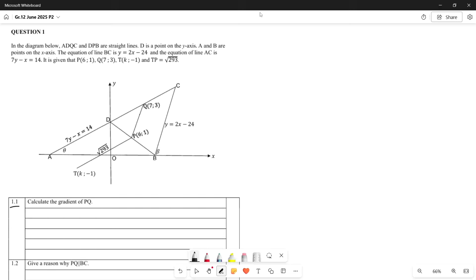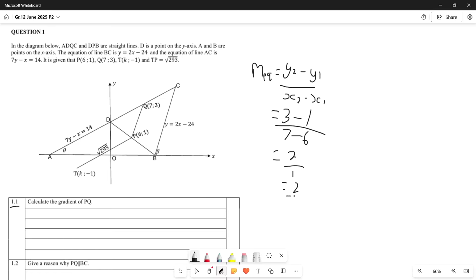So calculate the gradient of PQ. PQ is over here. Our gradient formula, m equals y2 minus y1 over x2 minus x1. So 2 marks, they're just getting us started. We got y2 is 3 minus 1, then we got 7 minus 6. Just keep in mind that if you started with Q's values in terms of y, 3 and 1, and then x, 7 and 6, we have to keep it that way. If we started with P and then Q, that's fine, as long as we take them in the same order, the y, 1 and 3, and then the x, 6 and 7. So at this stage, we can just calculate them.